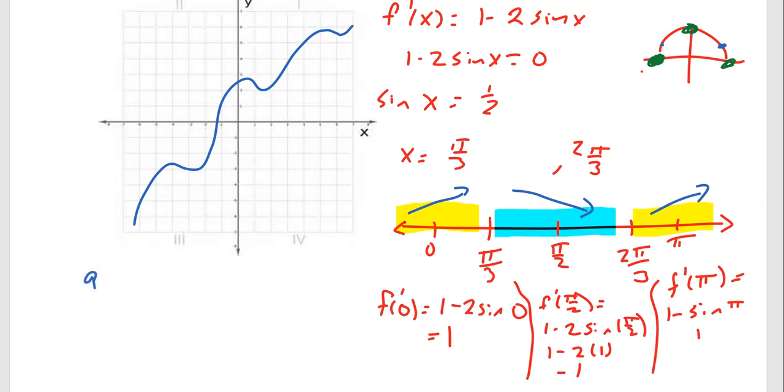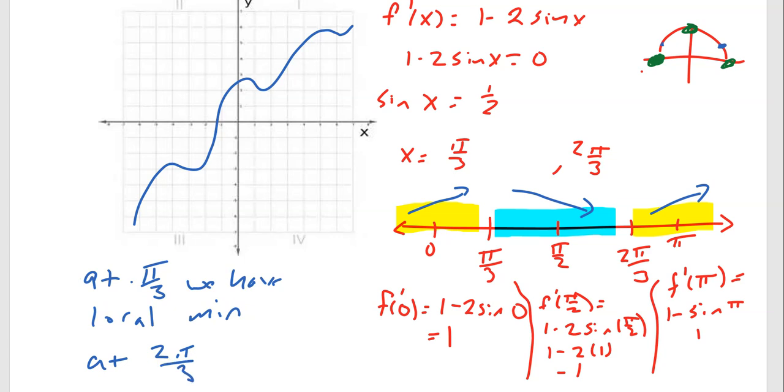So at pi over 3, we have a local minimum, and then at 2 pi over 3, we have a local max. So I just wrote those backwards. I'm looking at my graph and I'm looking at what I wrote. This one's the max because it went from increasing to decreasing, and this one is the min.